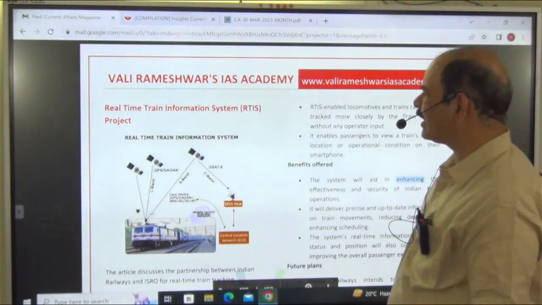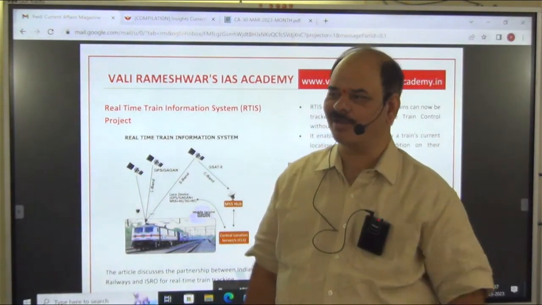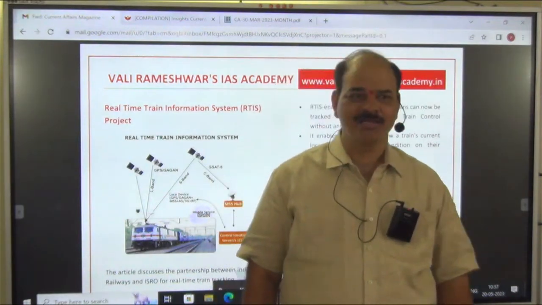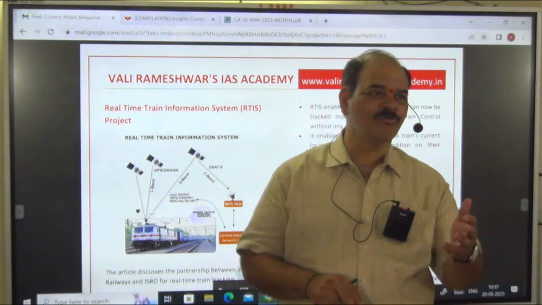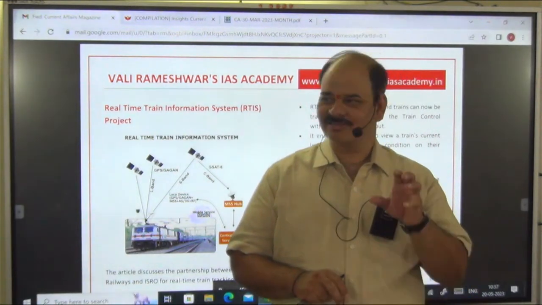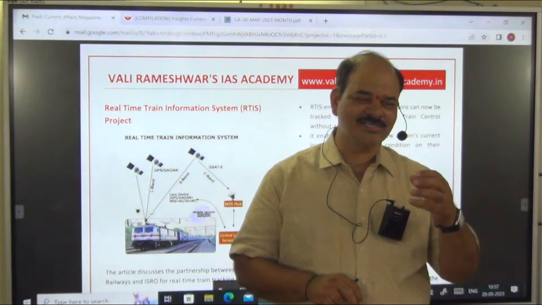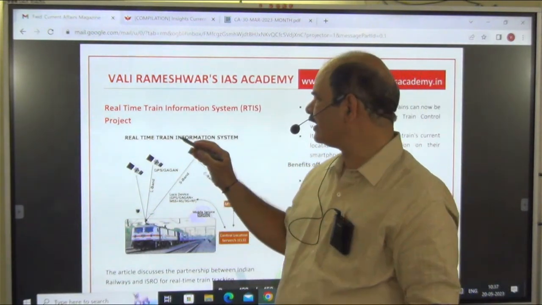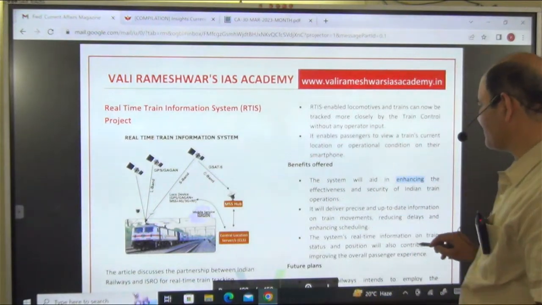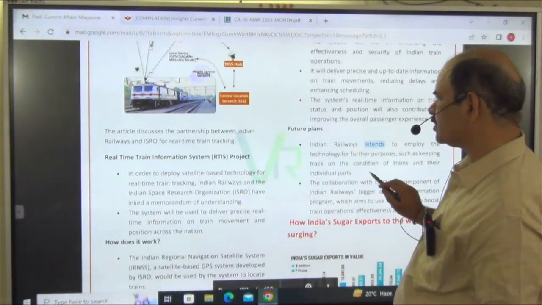Now, the real-time train information system is nothing but you can check on the phone where our friend is when he is moving from Hyderabad to Shirdi. Where is the train now? Or it is expected to reach Shirdi by what time? It is the real-time train information system. Okay?